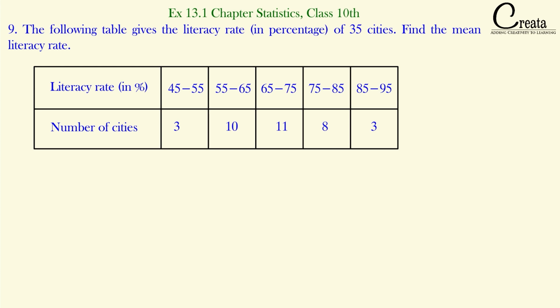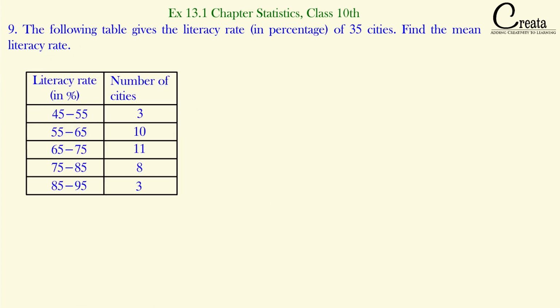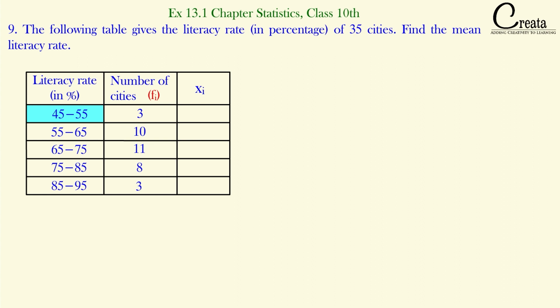Our first step, let's convert all the rows to columns. We got our standard table. This is the range, and the number of cities is the frequency. Our next step, we will find xi, that is the observation. And how do we do that? We find the midpoint of the range. First row, 45 to 55, the midpoint is 50. You can directly identify the midpoint, or you can use a formula: lower limit plus upper limit upon 2. This gives our xi as 50.